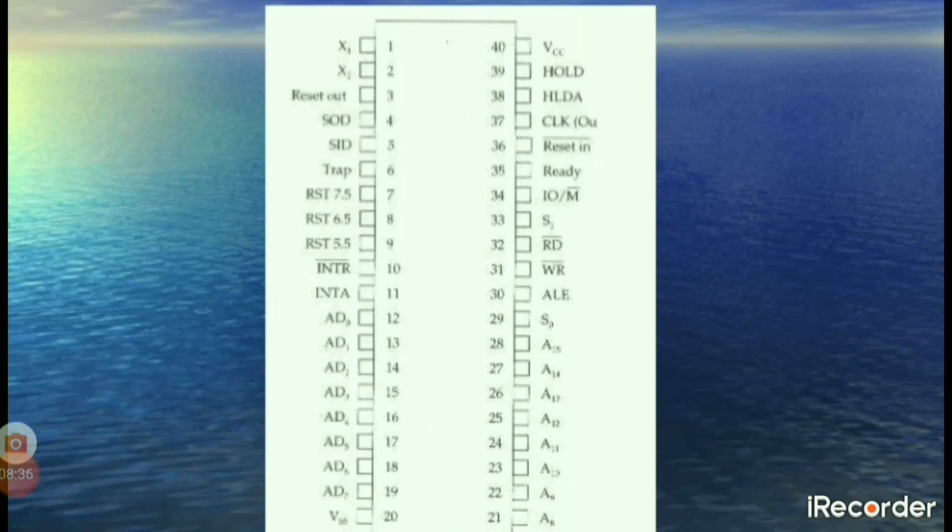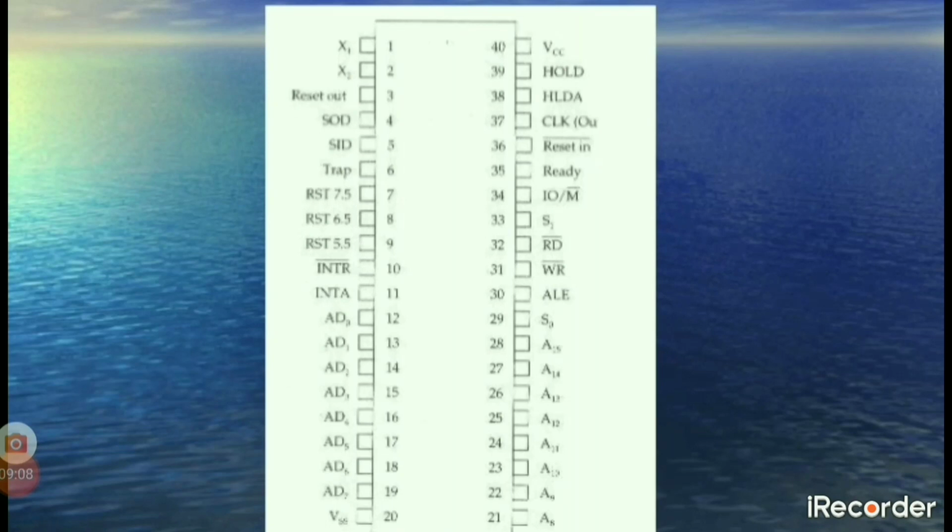Now 35 to 36 pin. 35th pin is reset in. When a signal comes, then the reset in pin is low and the program counter is set to 0. Buses will be in tri-state and microprocessor will be reset. 36 pin, ready. It is an input pin. It helps the microprocessor to be ready for read and write function.